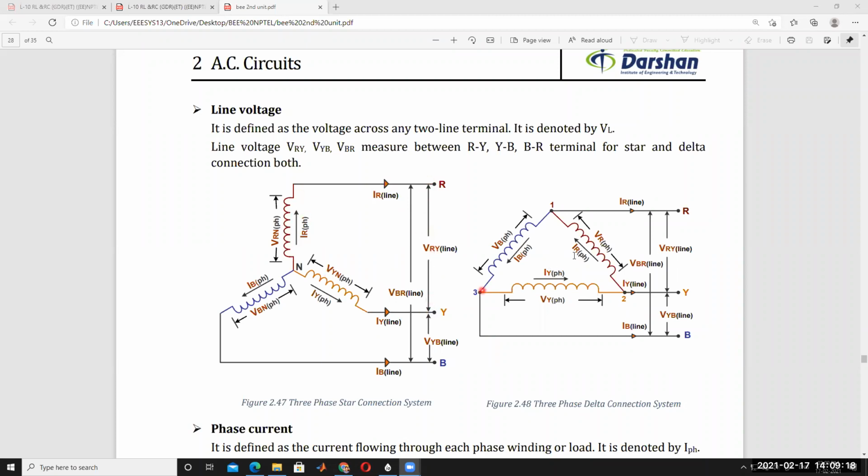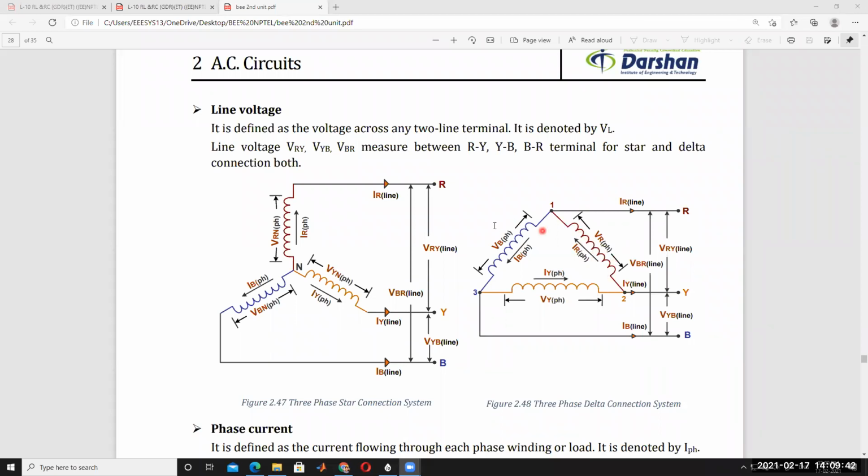Okay. But in a delta connected system, this is called line voltage, R and Y. This is called line voltage. So line and phase are both connected in parallel. Am I right? This R is connected here, Y is connected here. That's why line voltage is equal to the phase voltage in a delta connected system.